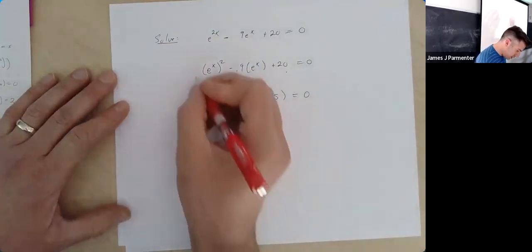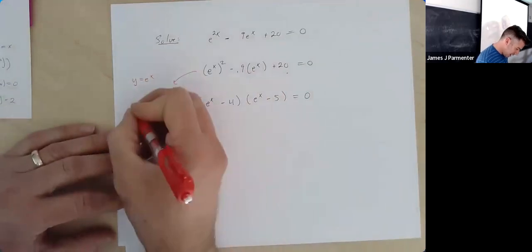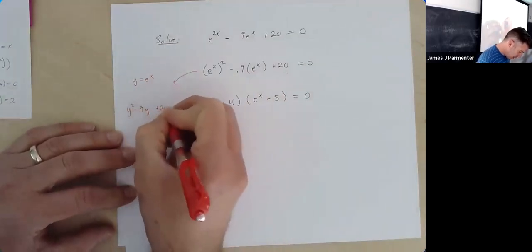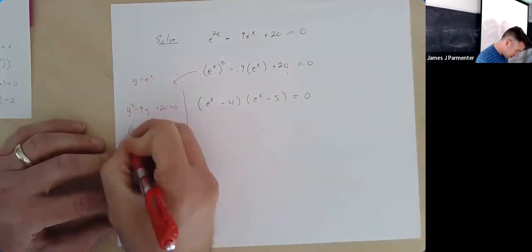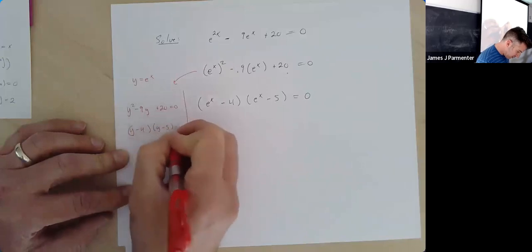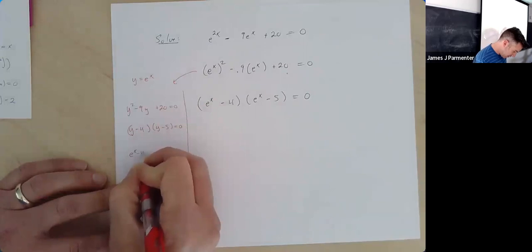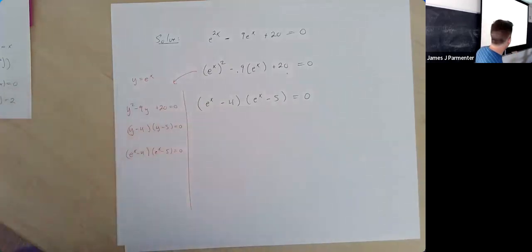You could, if you wanted to, say, I'm going to let y equal e to the x, and then write this as y squared minus 9y plus 20 equal to 0, and then factor it as y minus 4 times y minus 5 equal to 0, and then plug back in y equal to e to the x. So e to the x minus 4 times e to the x minus 5. That's a more convoluted way of doing it, I think, but it's totally legitimate.